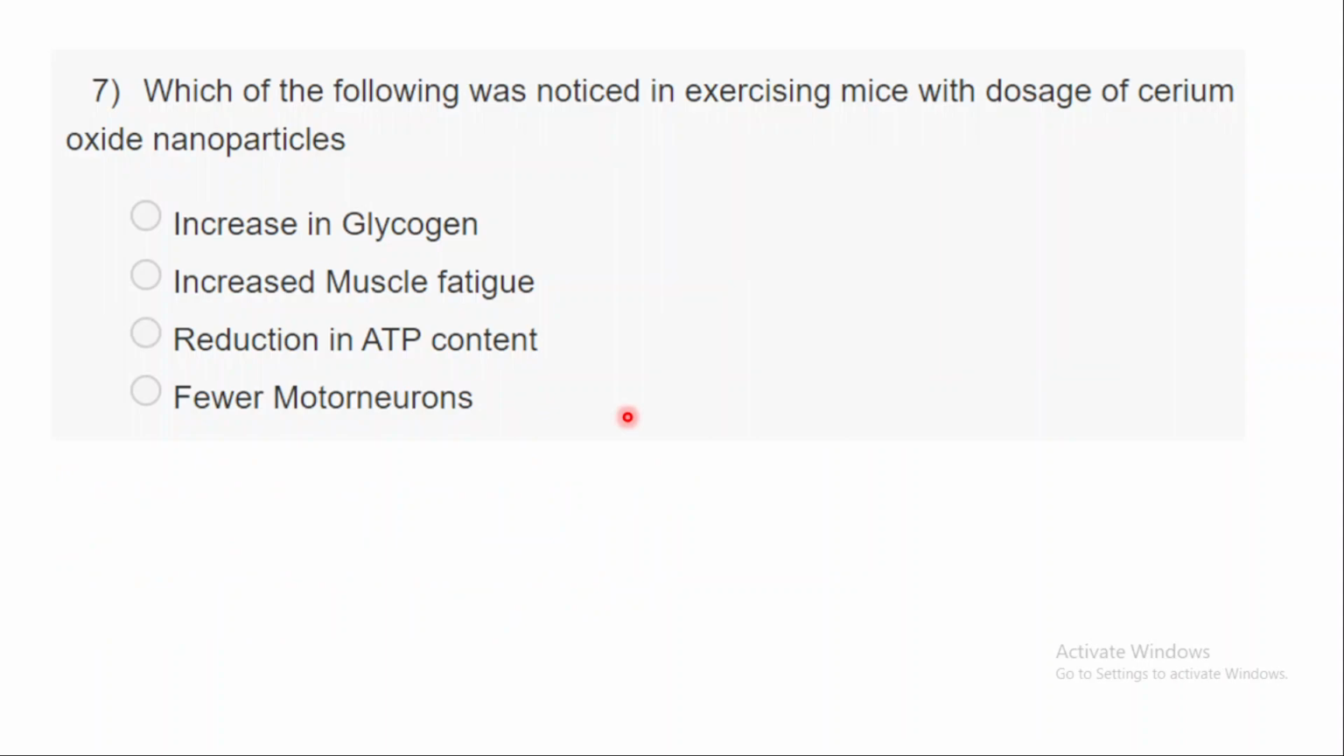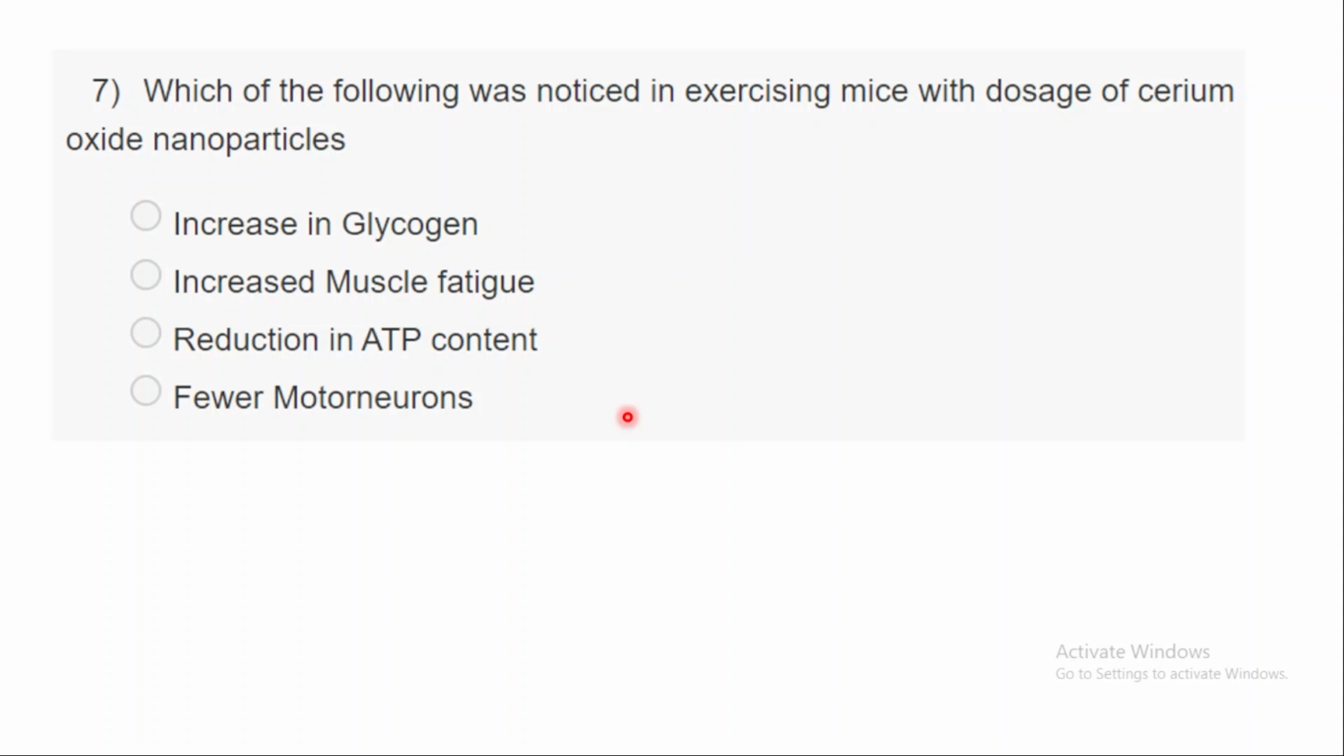Question 7. Which of the following was noticed in exercising mice with doses of cerium oxide nanoparticles? This is a question based on experimental analysis or from a research paper, where they were exercising mice or hamsters on a hamster wheel with doses of cerium oxide nanoparticles. So what was the phenomenon that was observed? What was the data that you think could be observed?